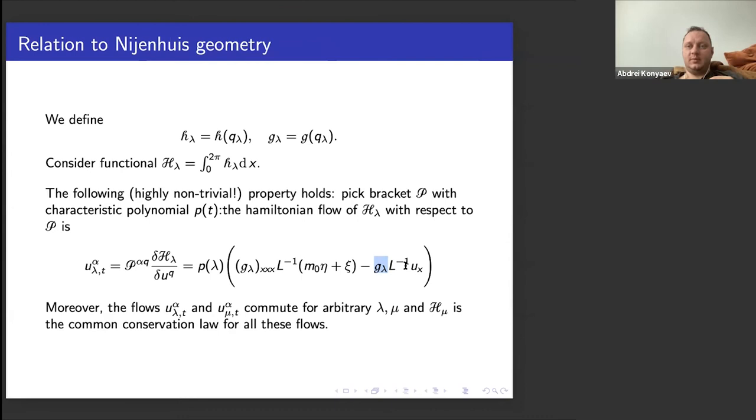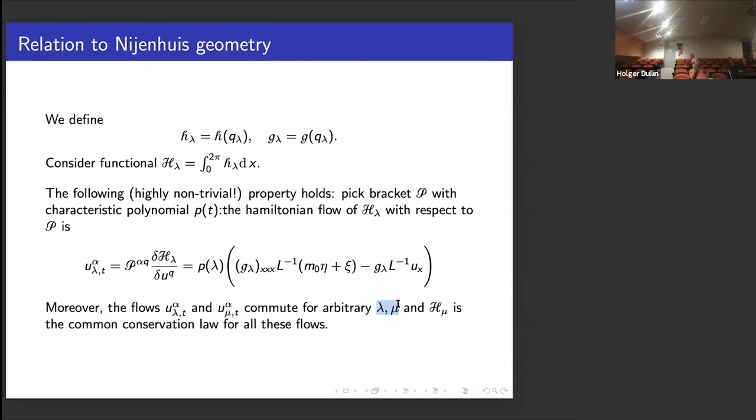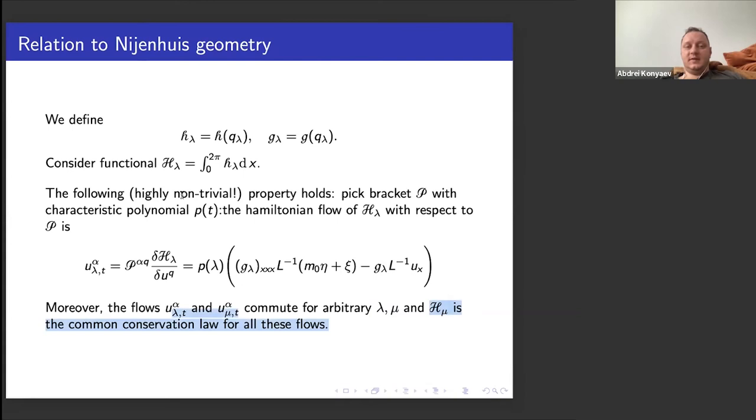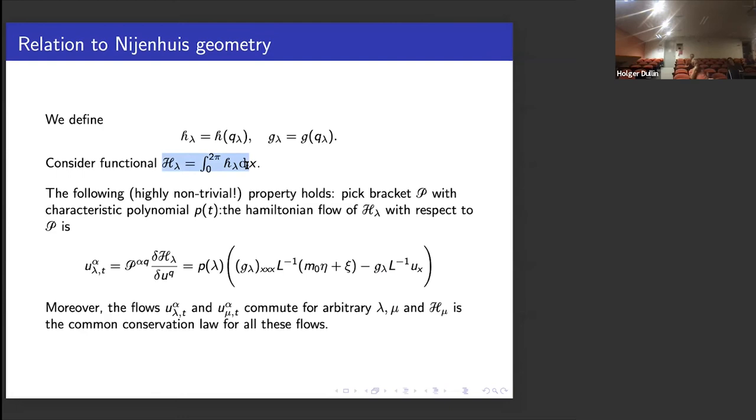We get different systems. And the last thing is that, if you take two flows with different constants, they commute for arbitrary lambda and mu. This ensures that we've constructed basically all the commuting flows. And this functional is actually their conservation law. So see, we have a very complicated, very interesting pencil, which is related, obviously, to the separation of the variables.